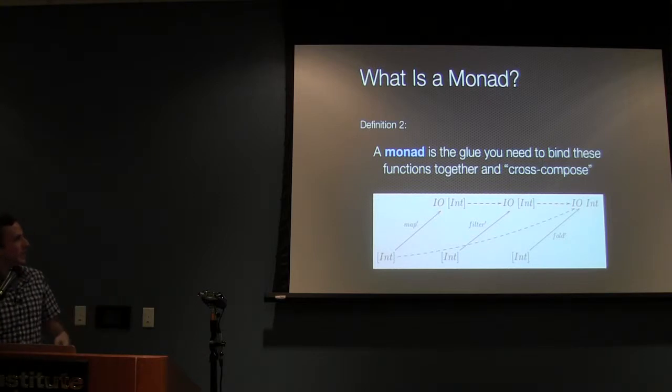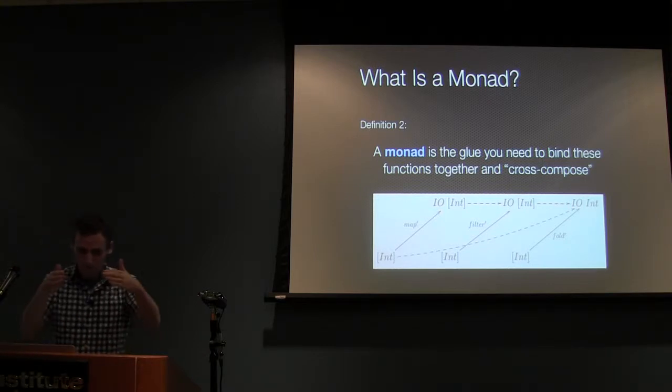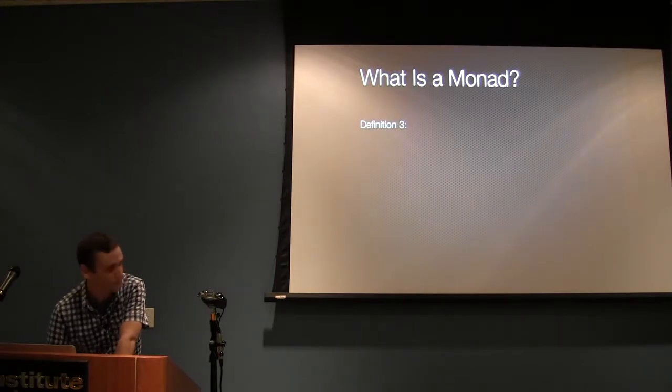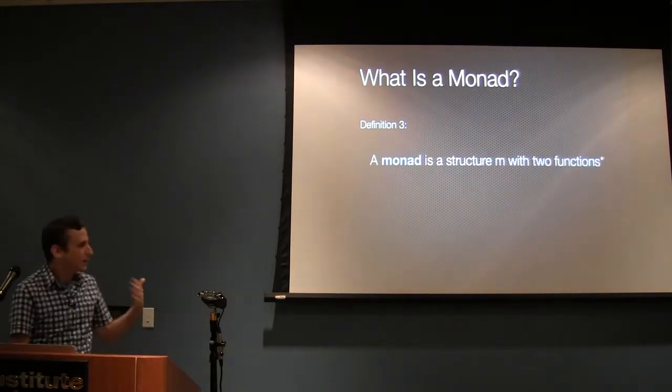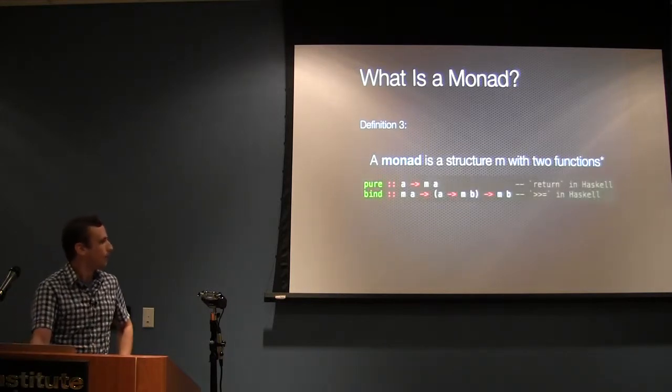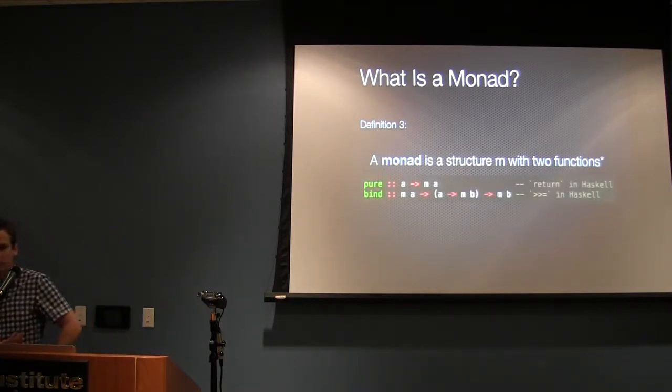The problem with this definition is that it's way too vague to be useful. So let me narrow it down again. So third and final definition. A monad is a certain kind of structure with two functions that are going to be important. I'm going to call them pure and bind. You hear some different words for them, but these are fairly standard.